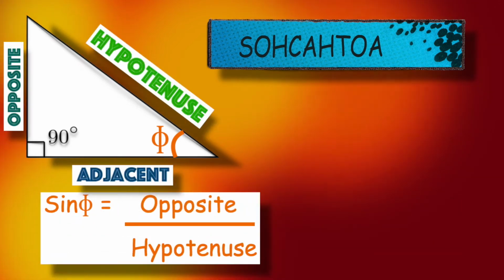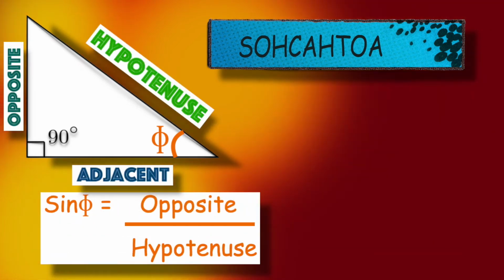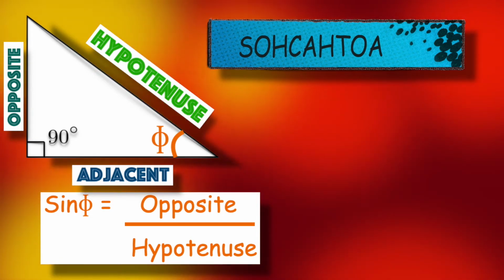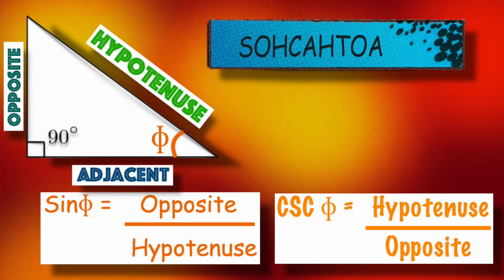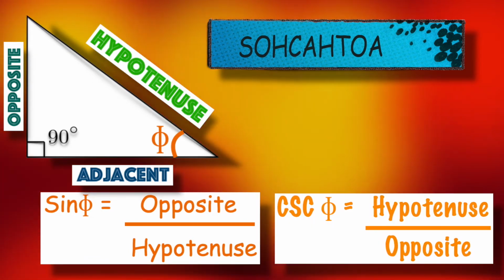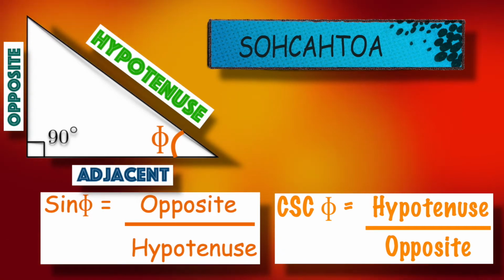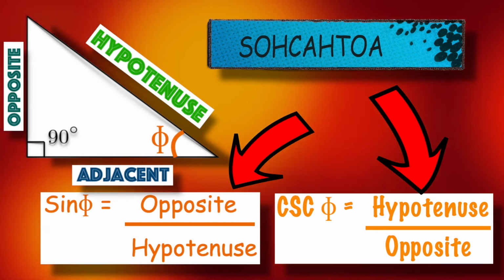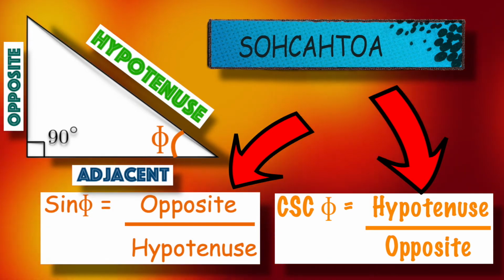So, sine phi equals the opposite over the hypotenuse. But cosecant phi is equal to the hypotenuse over the opposite. As you can see, the ratio of cosecant phi is the reciprocal of the ratio of sine phi.